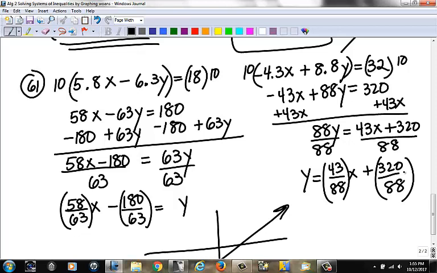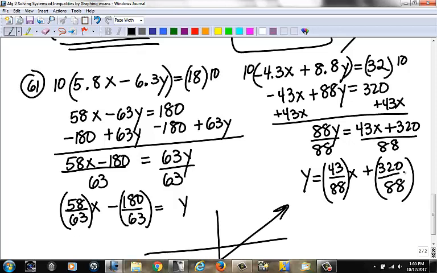Ooh, just about. So change your window. Let's go X max, what, maybe 30? Do we need to change the Y max? Maybe. Let's go up a little bit higher. Let's go to 20 on the Y max. So you can play with the window till you get a good point of intersection. Okay, now we're seeing it.